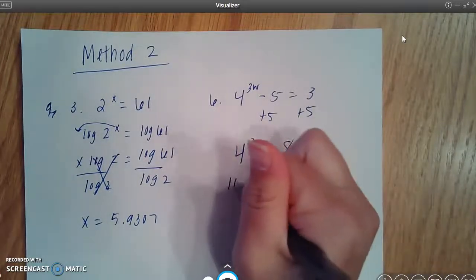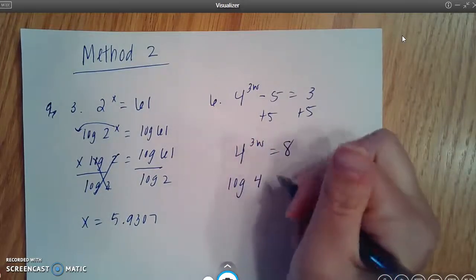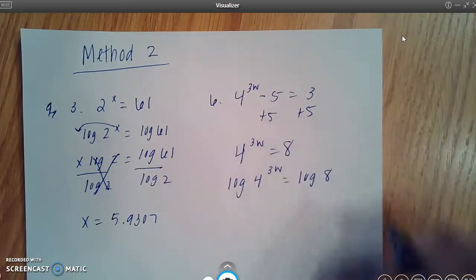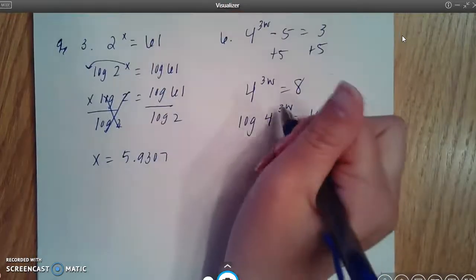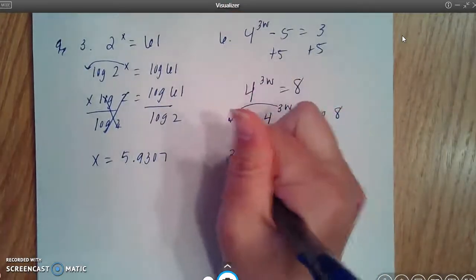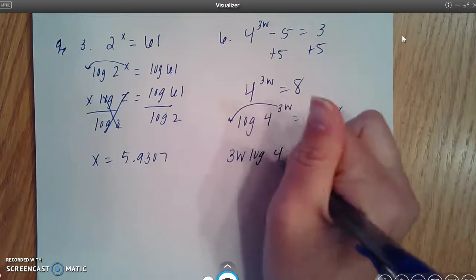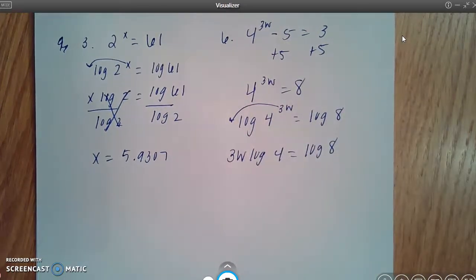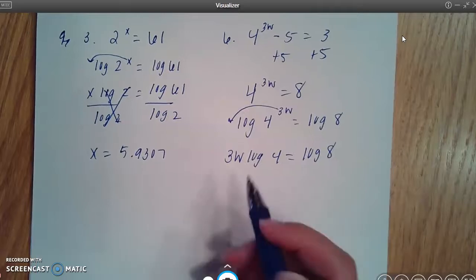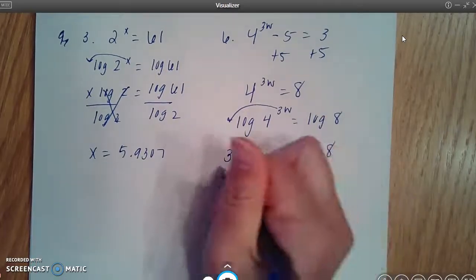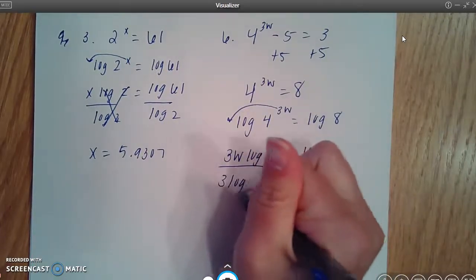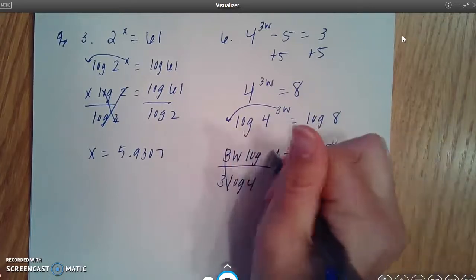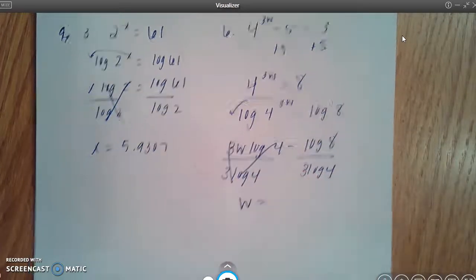I'm then going to take the log of both sides to get log of 4 to the 3w is equal to log 8. You can now take your exponent of 3w and move it in front, and when you move it in front, you are multiplying everything together. We're trying to get my w by itself, so I'm going to divide both sides by 3 log of 4.